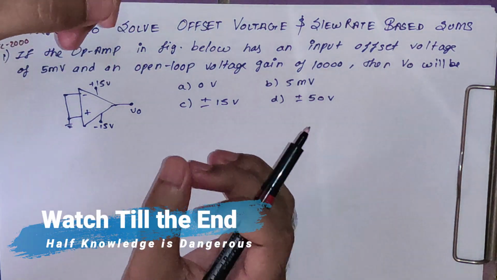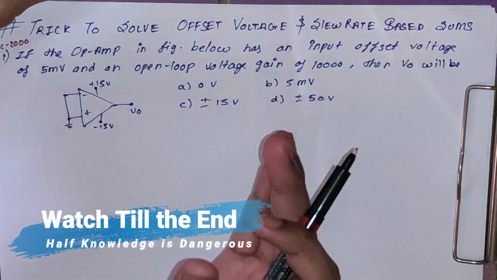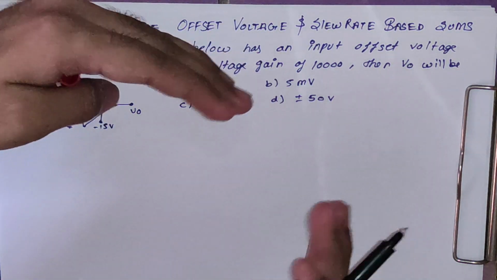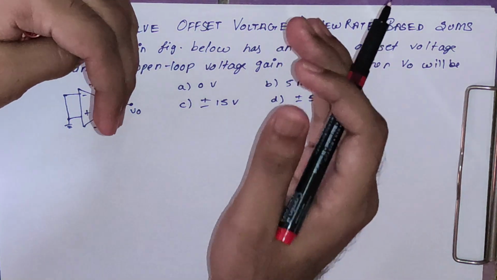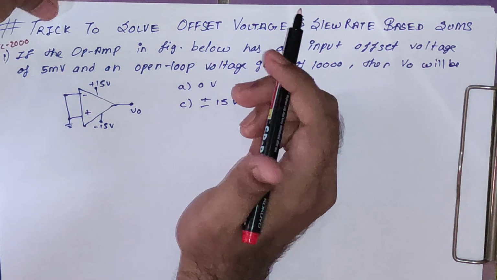In this video, first I will discuss what is offset voltage, then we will solve almost 3 sums, and then we will jump to the slew rate sums. So let's jump directly to the sum.